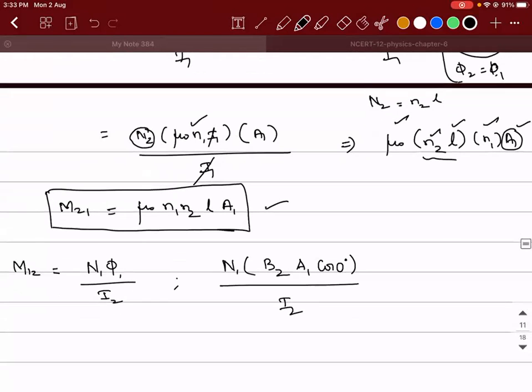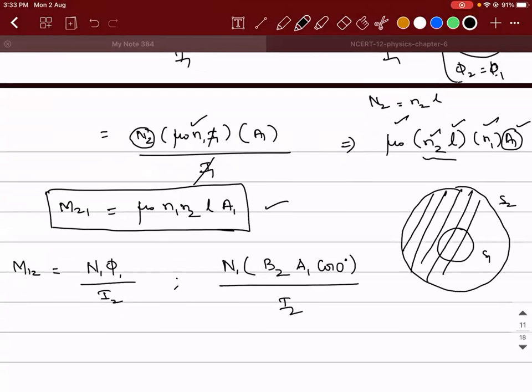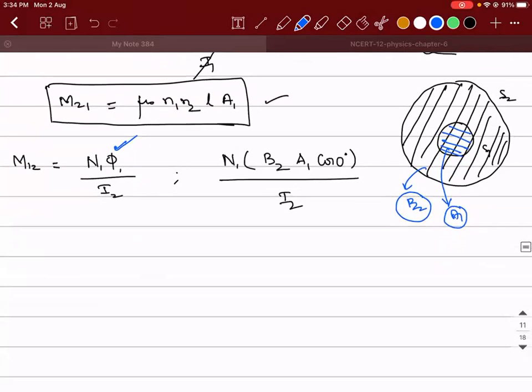Why I wrote B2 A1 here is because, observe, there is S1, there is S2. When there is S1 and S2, the magnetic field due to the current in the coil S2 is completely within this bigger circle. But what is the amount of flux that we need? The flux is present only in this region. So understood, guys? This magnetic field is B2. This area is A1. We are concerned about the flux through the first coil, which is the magnitude of the magnetic field of the second multiplied with the area of the first coil. So B2 into A1 into cos 0 degrees. Am I clear?